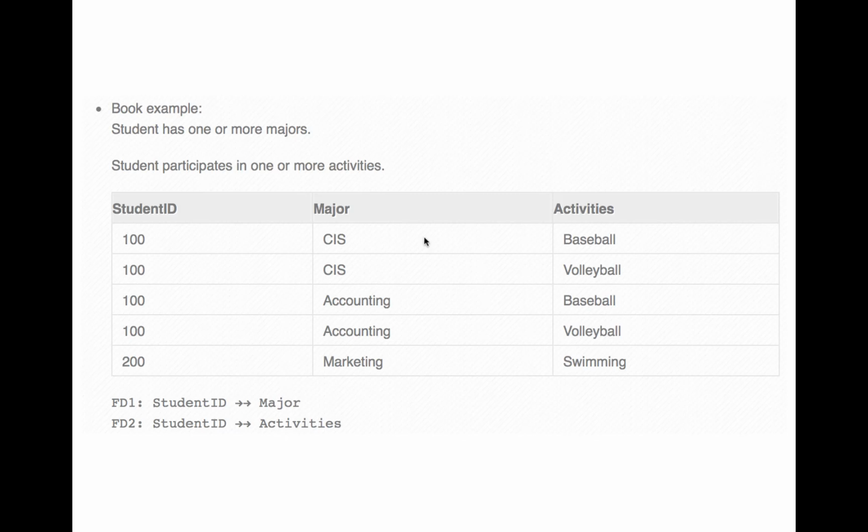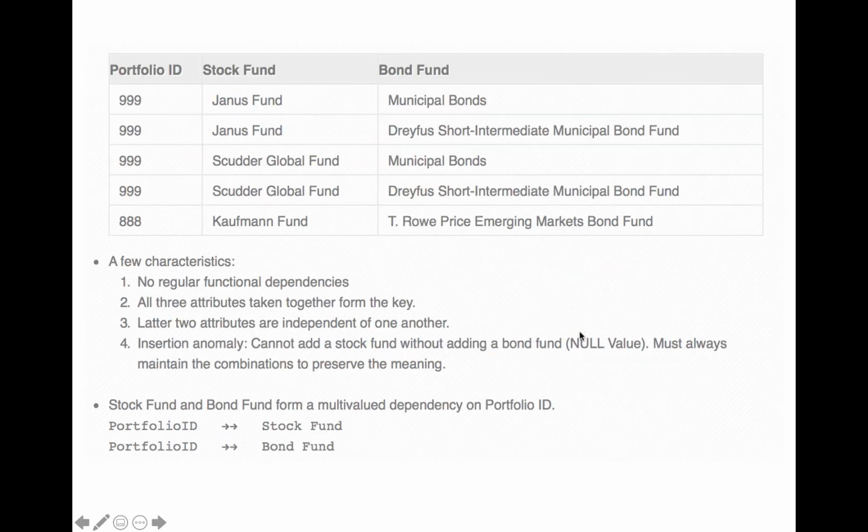What I did here is for CIS, I put baseball and volleyball, and for accounting, I put baseball and volleyball, and this repetition should be avoided. Another example of multi-valued dependencies is this relation over here. We don't have regular functional dependencies. We have only multi-valued dependencies, where the portfolio ID determines multiple stock funds, as you can see, and portfolio ID determines multiple bond funds.